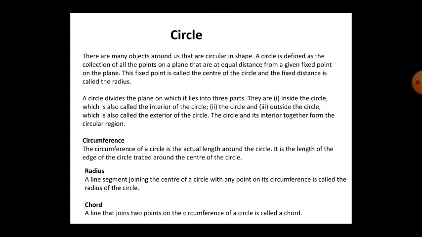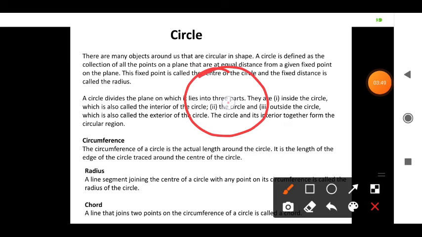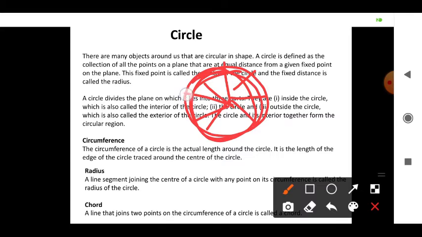What do I mean by radius? Let me define. A line segment joining the center of a circle with any point on its circumference. See, this is a circle. From the center to any point on the circle, if you draw a line, this is called the radius of the circle. I already told you, the circle itself is called the circumference. So from the fixed point to any point on the circle, the line you draw is called the radius.